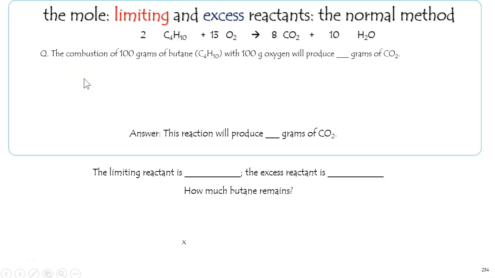Hey, this is Dr. B, and let's talk about limiting and excess reactants. I'm going to show you the method that most people use to solve these problems. Let's call this the normal method.